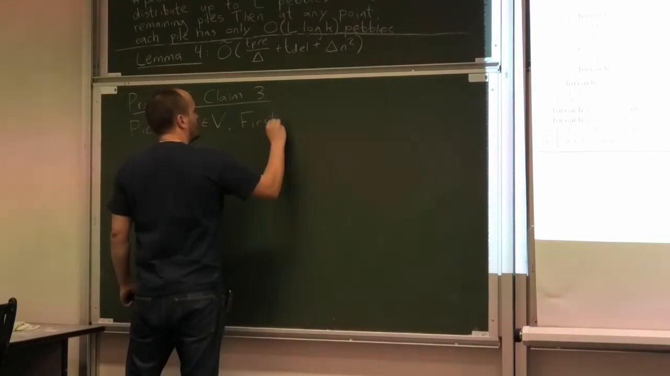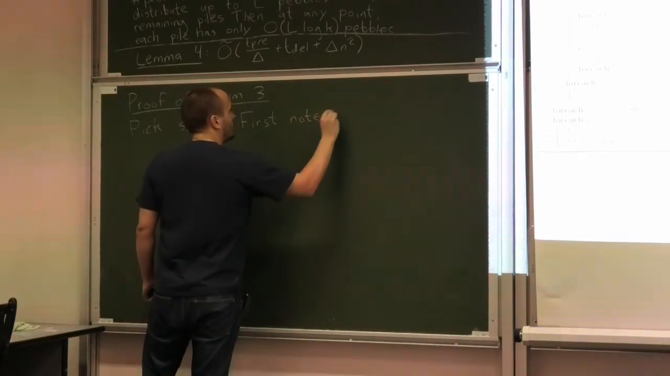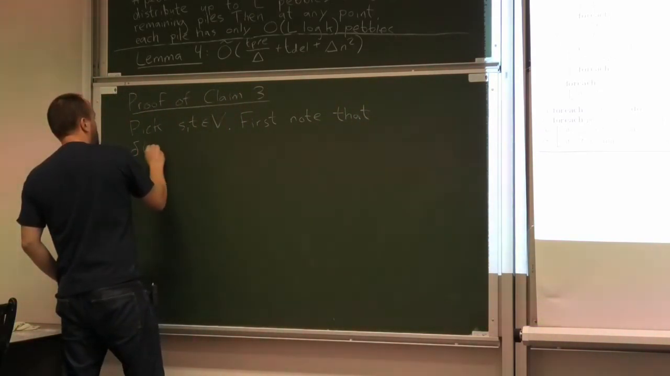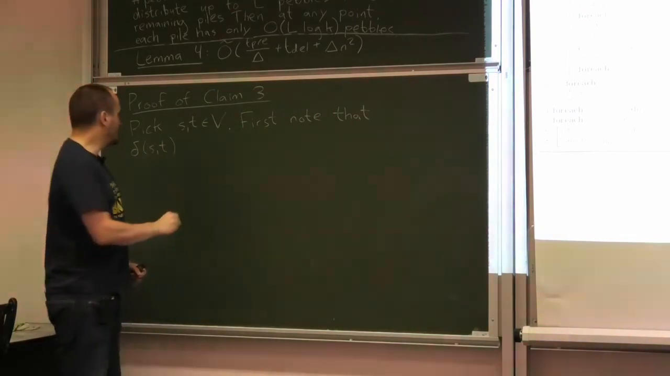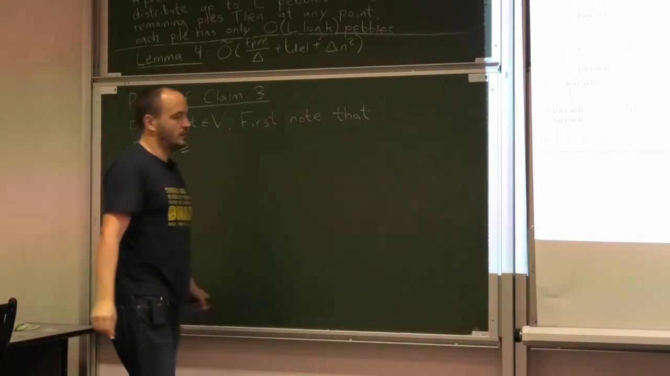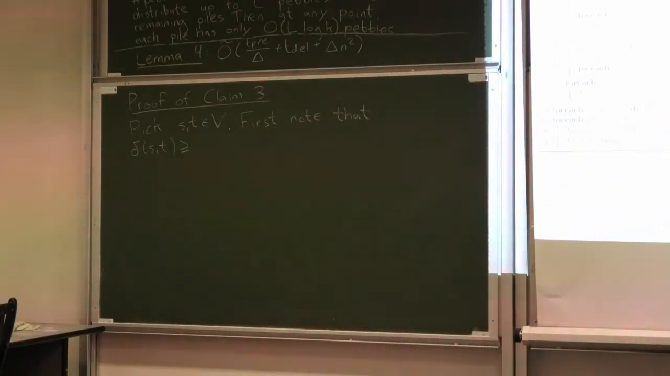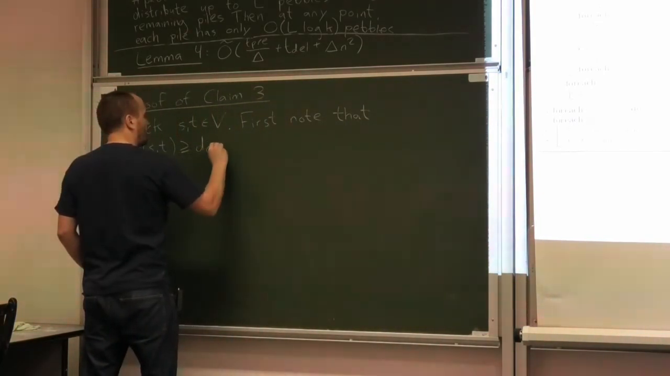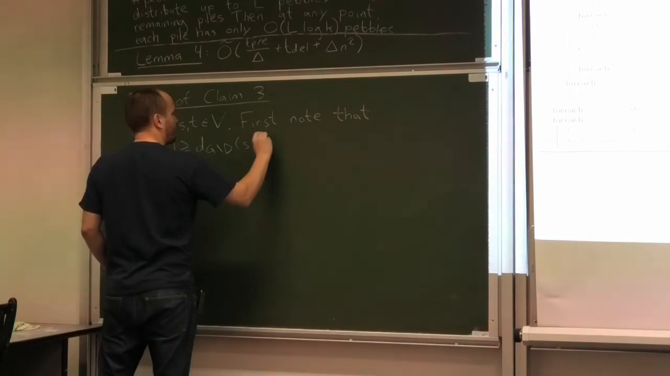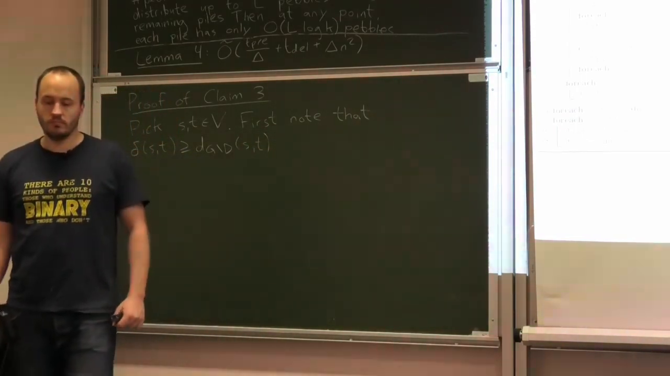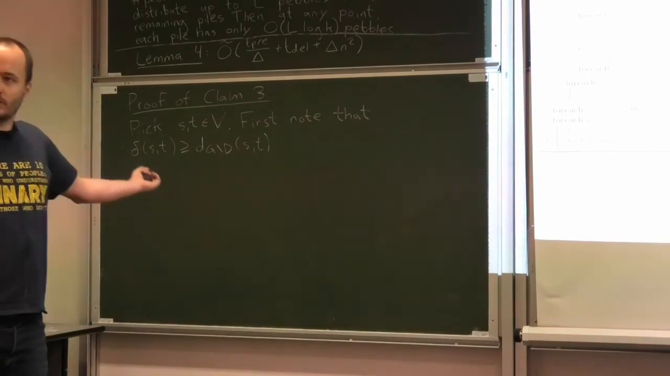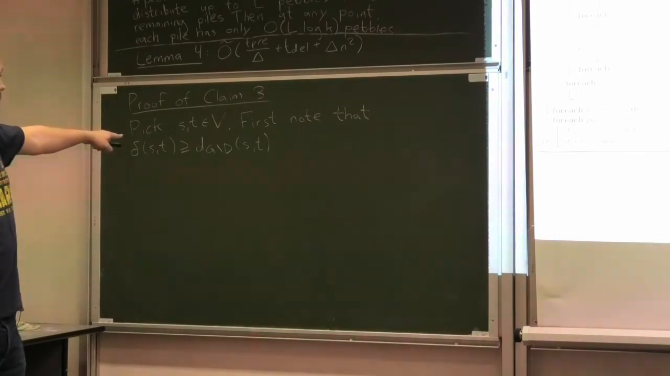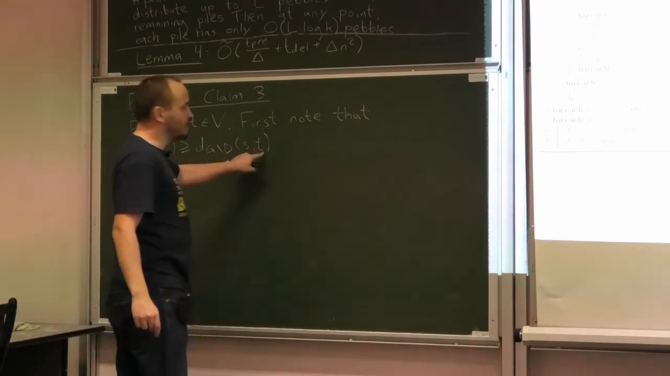First we note that delta S, T, I claim that this is at least the actual distance here. Why is that true? I mean, we want to show it's equal, so I want to show both inequalities. Why is delta S, T at least this actual shortest path distance from S to T?